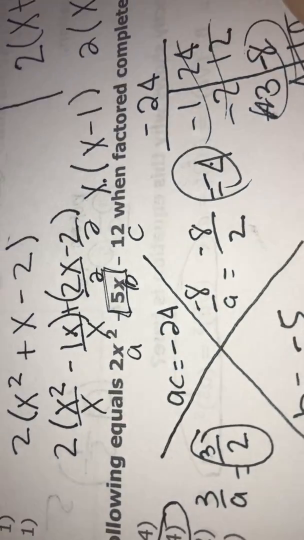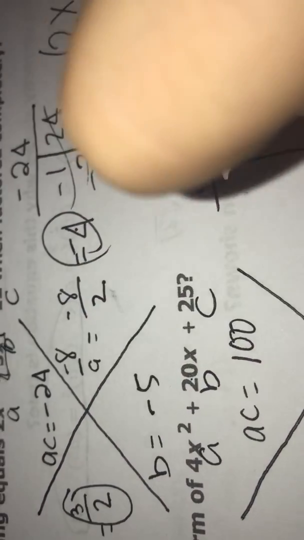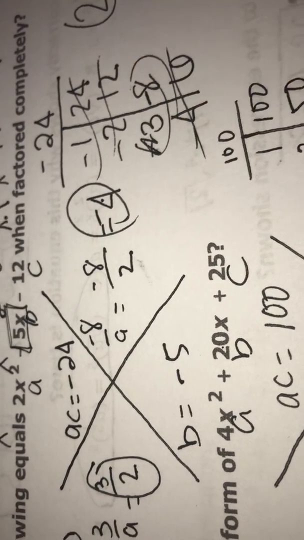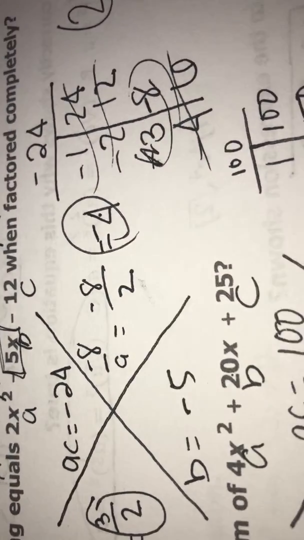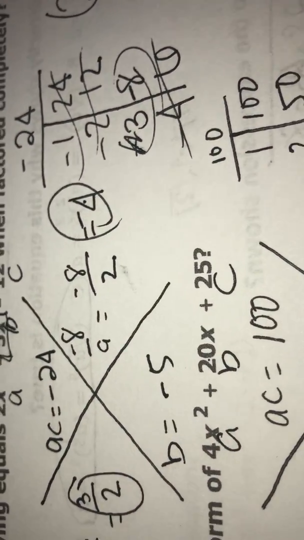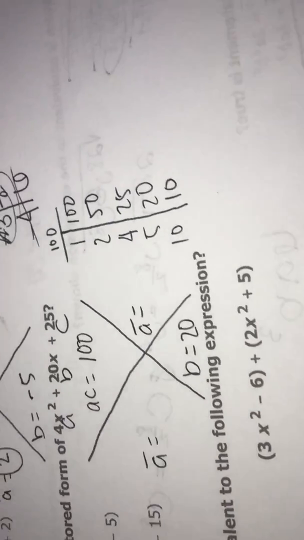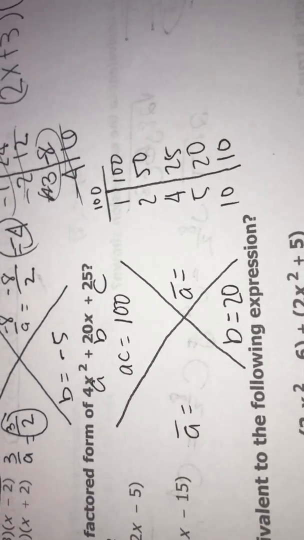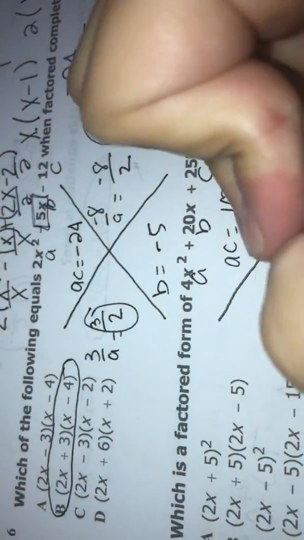Okay, so now we're going to write out the factors of 100. So 1 and 100, 2 and 50, 4 and 25, 5 and 20, and 10 and 10. Now we're going to be looking for the factors that multiply to give us 100 but add up to give us 20. And that would be 10 and 10.